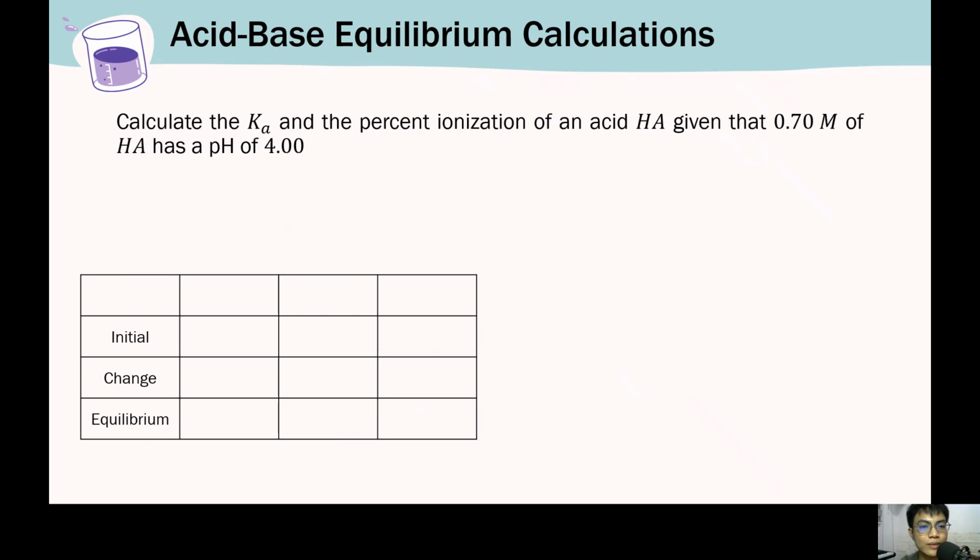Ito naman, siguro this will be the last problem na. So the last problem for the equilibrium calculations. Calculate the Ka and the percent ionization of an acid given that 0.7 molar of HA has a pH of 4. Weird, no? Okay. So ganito muna, you show the dissociation of your acid HA. So you know the equation, so that will be H plus and A minus.